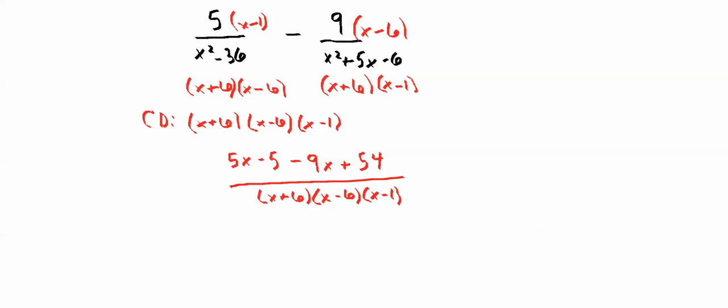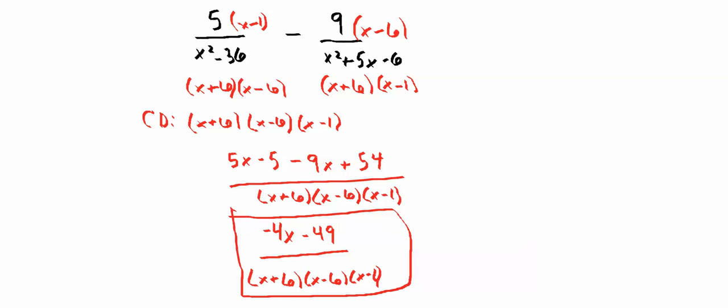Which then gives us 5x minus 5 minus 9x plus 54 over our common denominators, and leads us to negative 4x minus 49 over x plus 6 times x minus 6 times x minus 1.